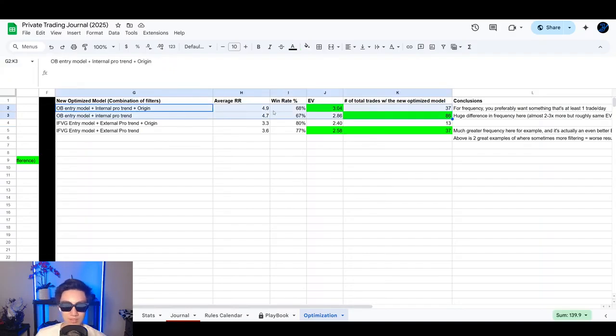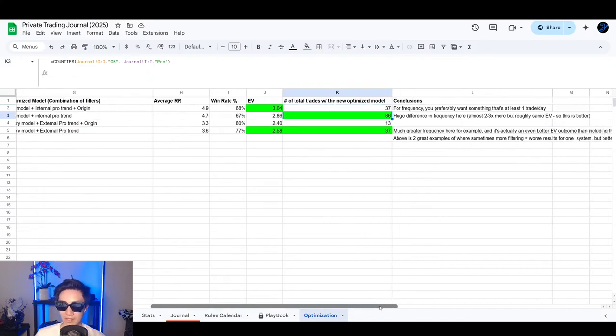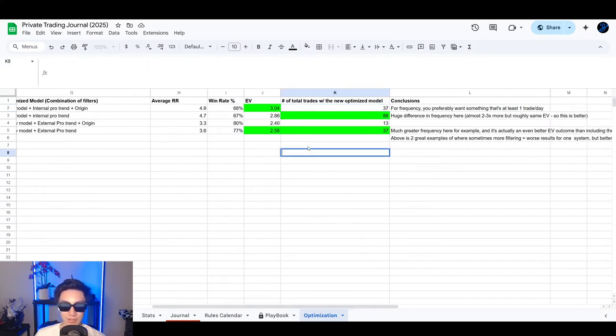If you're trading between these two with the OB entry model I teach, it has obviously a higher risk reward average. Looking at the frequency here, I would still pick the lower EV system just because it has 2 to 3 times the number of total trades. So you will actually come out with a bigger net return.